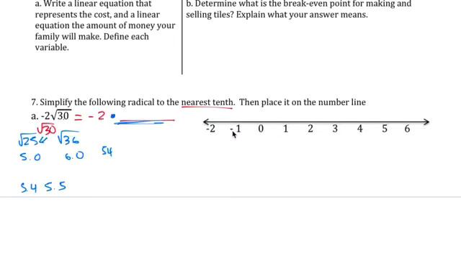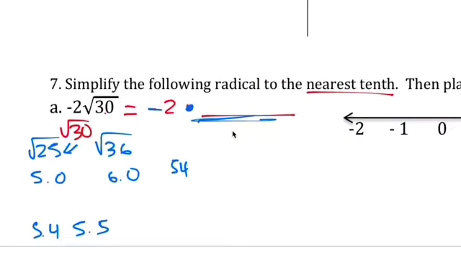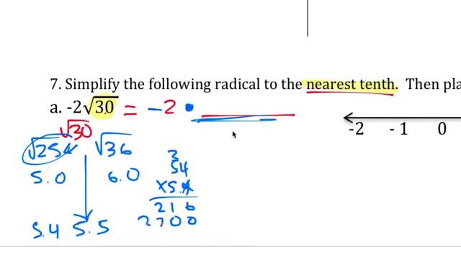Okay, number 7, this is -2 times whatever this answer is because they want the nearest tenth. It's closer to 25, so it's right in the middle, so it's 5.5 or 5.4. So you multiply 5.4 times 5.4. 16 carry 1, that's 21. 20 carry the 2, that's 27. That's 29.16. Pretty close to 30, but we're going to try 5.5 to see if it's even closer, okay?